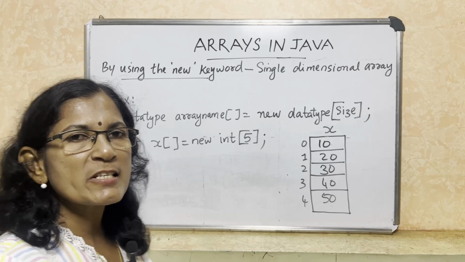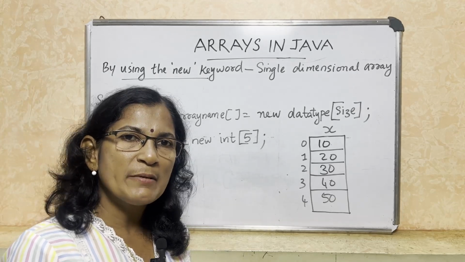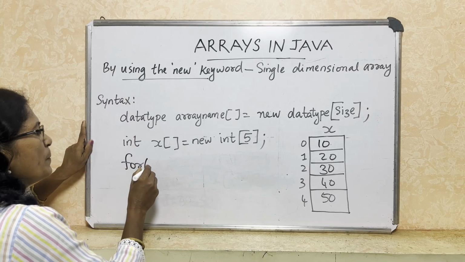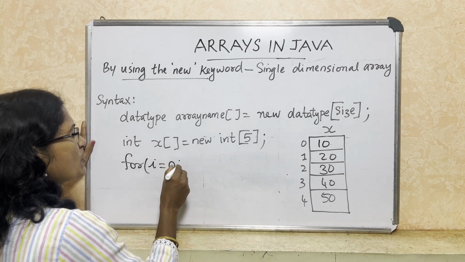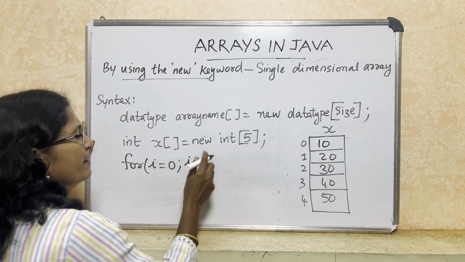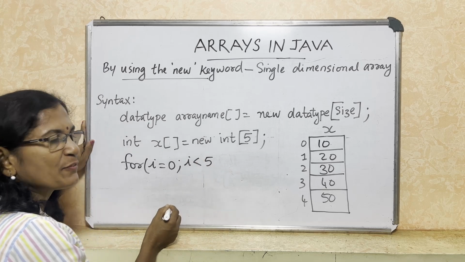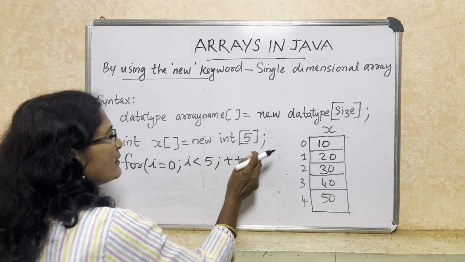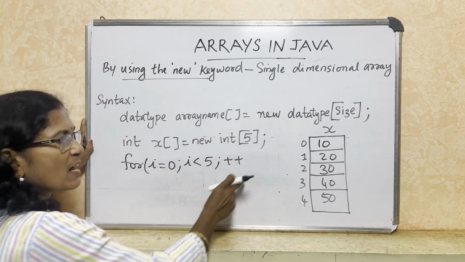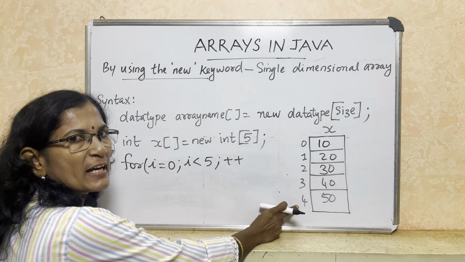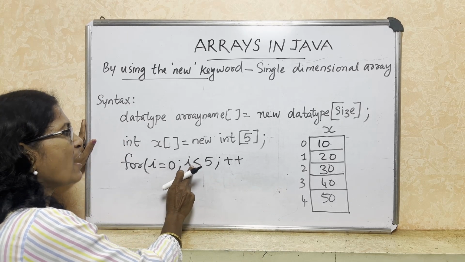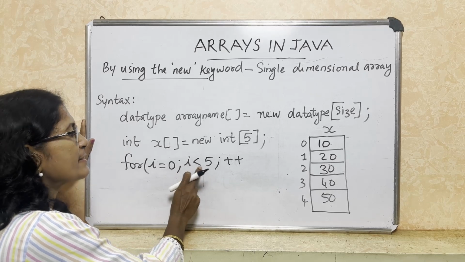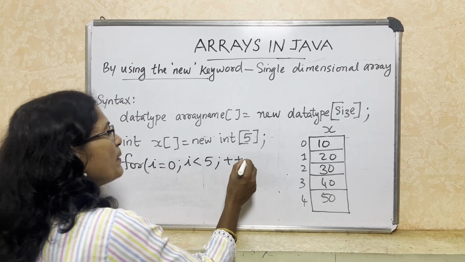A for loop is the most suitable one to store the elements into the array. For loop index variable i starts with the first index, i is equal to 0, i less than the size of the array, i less than 5, i plus plus. The last index: array index starts from 0 and the last index of the array is 4. So i takes the first value as 0 and the last value of i will be less than 5, that is 4. i plus plus.